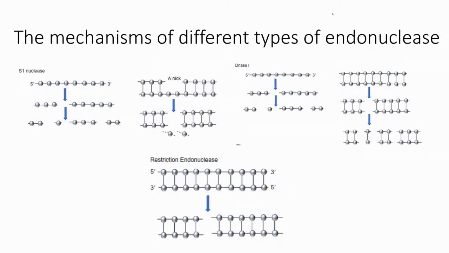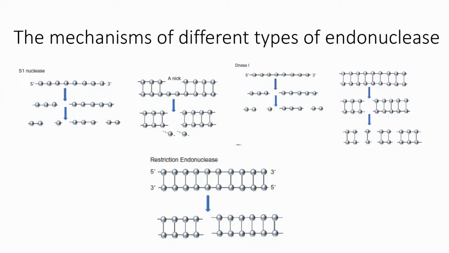And then for the endonuclease, as I mentioned, it can be sequence specific. The sequence-specific endonuclease we call the restriction endonuclease. This one is sequence-specific, it depends on the enzyme, and they will have different recognition sites. And these two, the S1 nuclease and the DNase I, are non-specific.